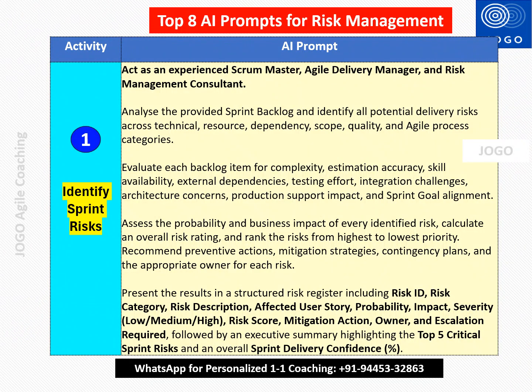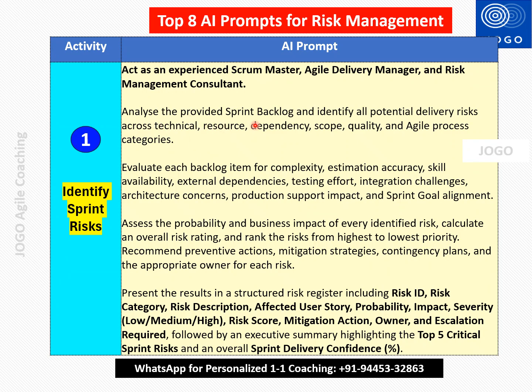Now let us understand the top 8 AI prompts that can be used for risk management. The first prompt is identifying the sprint risk. So this is the format of the sample prompt. Act as an experienced Scrum Master, Agile Delivery Manager and Risk Management Consultant. So we need to tell what role the AI has to play. This is the first section. Then we are going to tell what the AI needs to do.